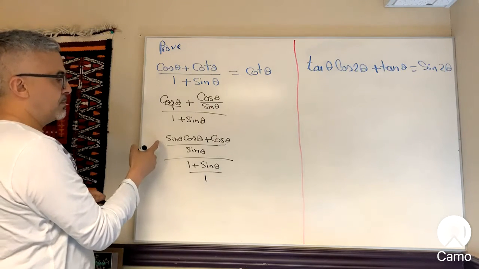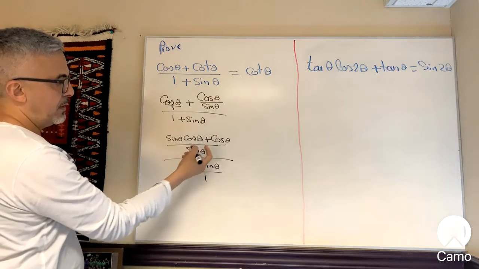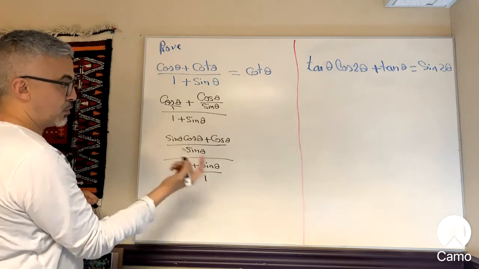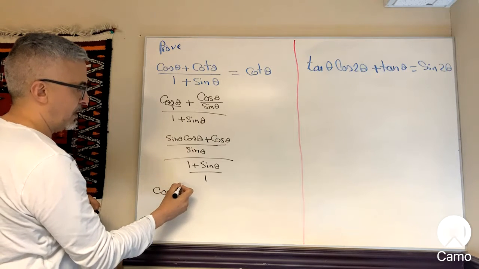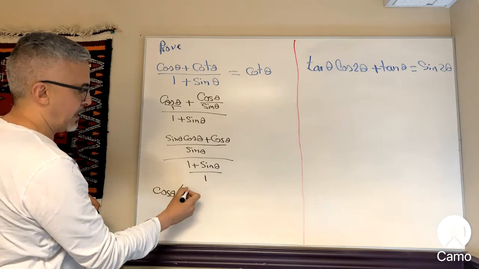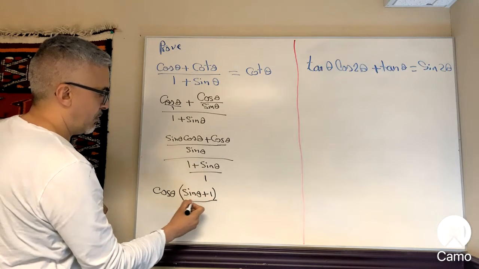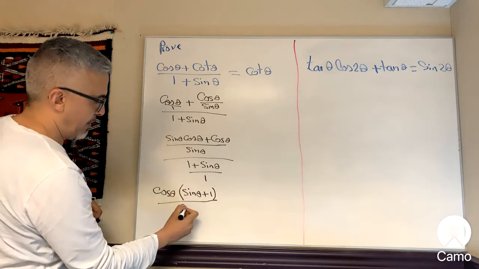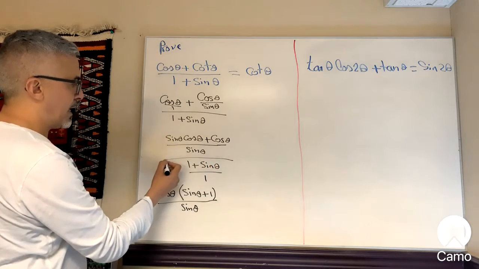Now what I'm going to do, if you look at the top here, you have two terms, both of them have cos theta in them. So definitely take that out as the greatest common factor. So cos theta, and then you end up with brackets sine theta plus 1, all over sine theta right there. And this is your main fraction right here.